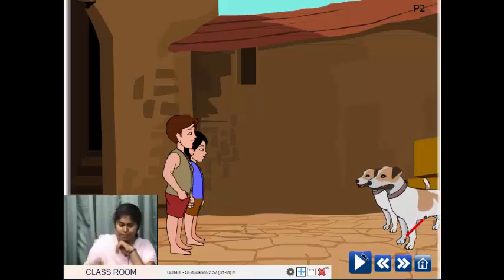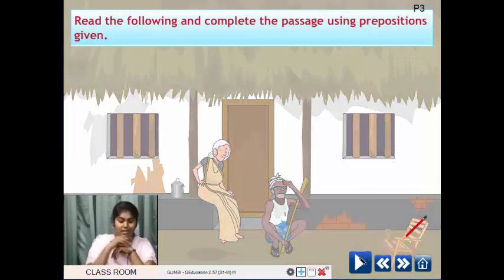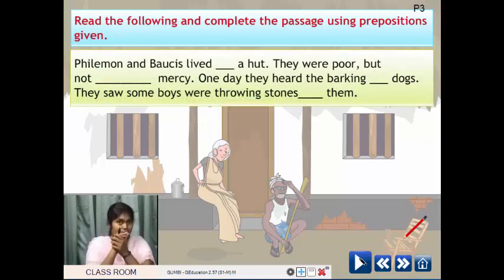So I think this old couple, they saw the boys throwing stones at the dog. Yes, see that old man, he's watching the boys and he saw that the boys threw the stones at the dog. Now let's see. Here is a paragraph related to them, the old couple as well as those boys. This paragraph, children, is incomplete. What you have to do is, I'm going to give you the prepositions below. You have to select the correct word and fill it.